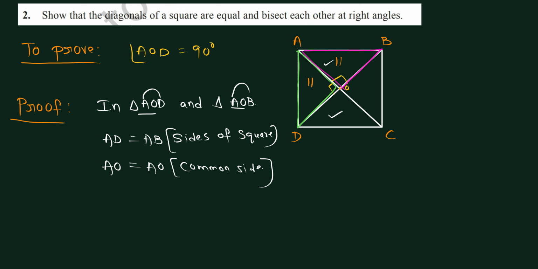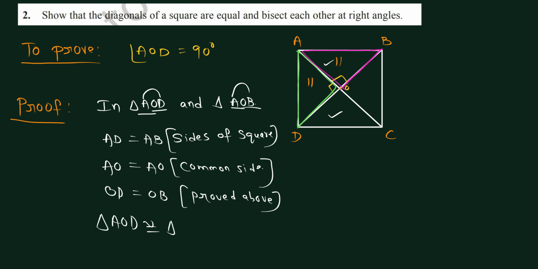And just now we proved OD is equal to OB, proved above. So from this, all three sides are equal. By SSS, triangle AOD is congruent with triangle AOB. By which theorem? By the SSS congruence rule.